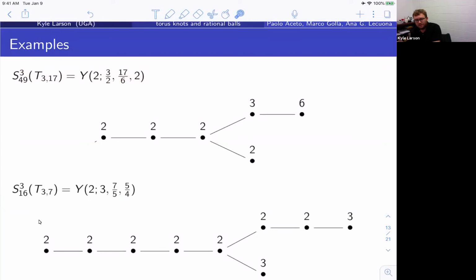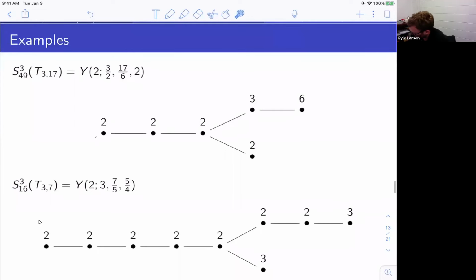So what I want to illustrate here is that you can actually get your hands on this. You can use this obstruction. I want to look at these two examples. I have two surgeries on torus knots. The first one is 49 surgery on the 3,17 torus knot, and the second one is 16 surgery on the 3,7 torus knot.